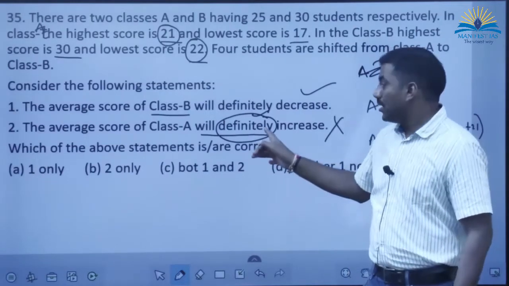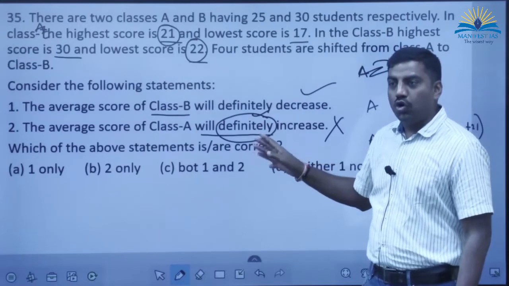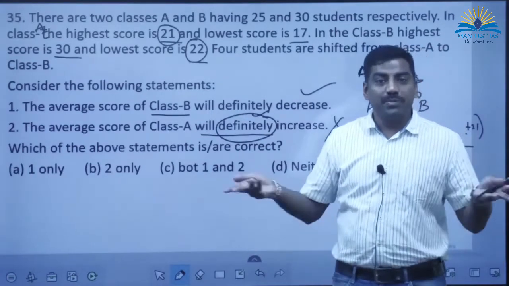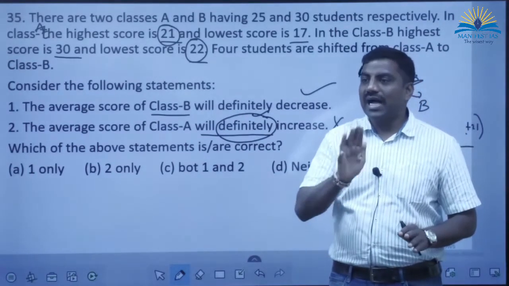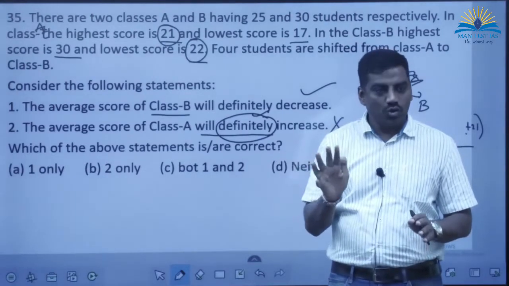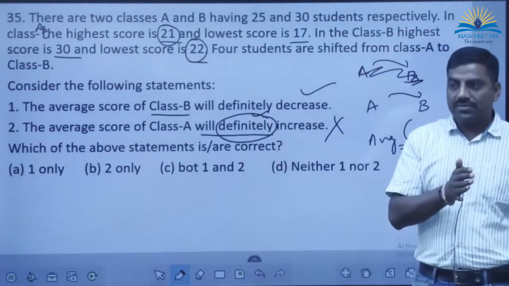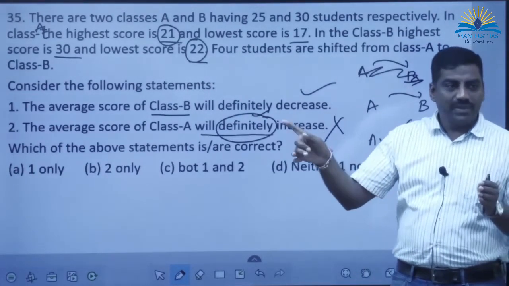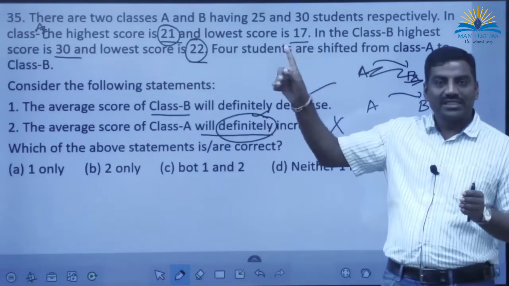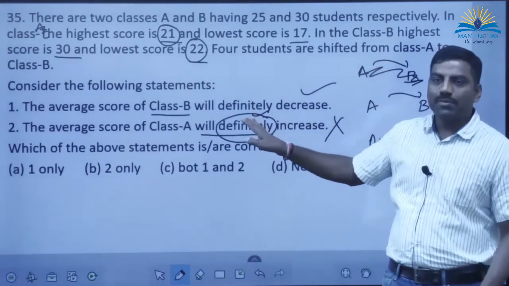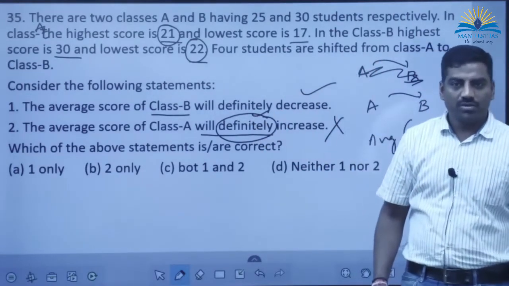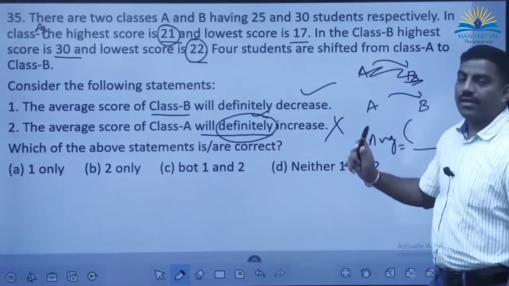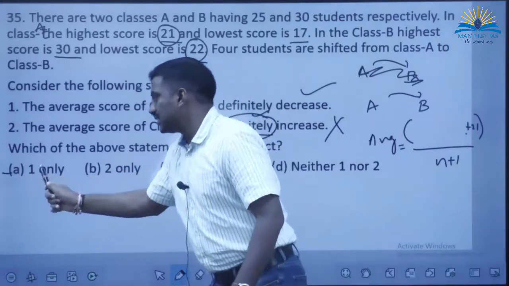Yes or no? But while you are checking for class A, you don't know whether your best performers are going or the worst performers are going or the average people are going. We can't decide the fate of class A. But when the weakest or even the best people from class A go to class B, it will affect the performance of class B there. We can't say about class A, but class B will be affected for sure. Okay. So when they have given definitely, we can't say. So that is why this statement would be wrong. So one only is the answer.